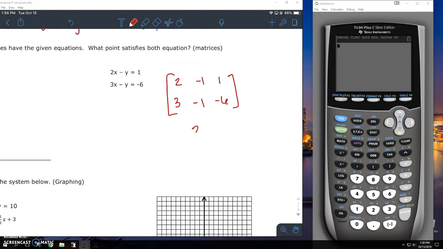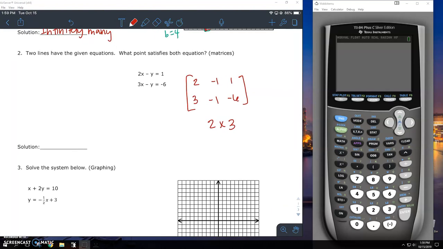Okay, and this matrix is a 2 by 3. And I'm going to go ahead and type that in the calculator to solve. So make sure you turn your calculator on. Okay, the first thing that we're going to do is we are going to go to second matrix. We're going to go over to the math tab, and then we're going to go up until we see B. Okay, so B is right here, it's RREF, and we're pressing enter.